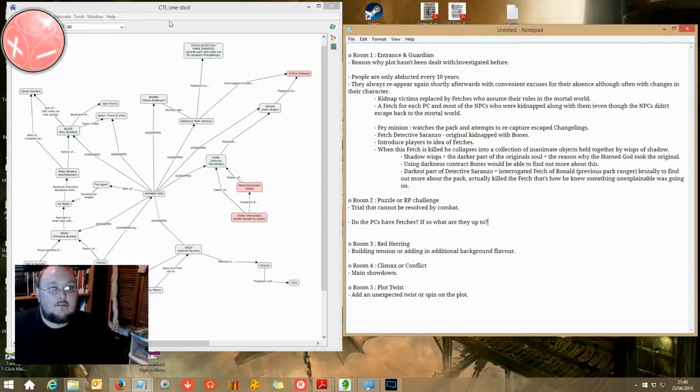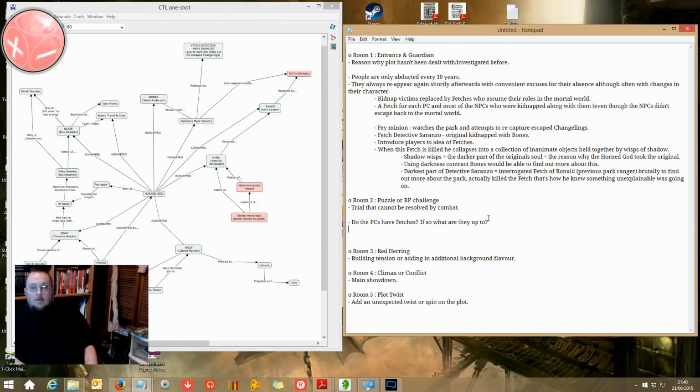And if you look over here at the relationship plan, you'll see that I've coloured in the people who are dead in a red colour, just to make it easy to spot during the referencing of the chart whilst the game is taking place. So, do the PCs have fetches, and if so, what are they up to? Well, I've already said that I want each PC to have a fetch, so I'm going to put that down.